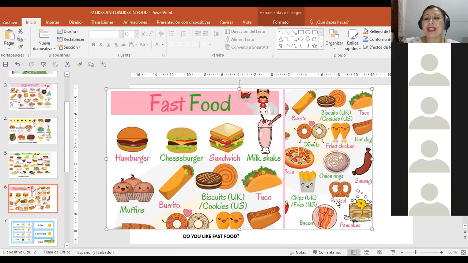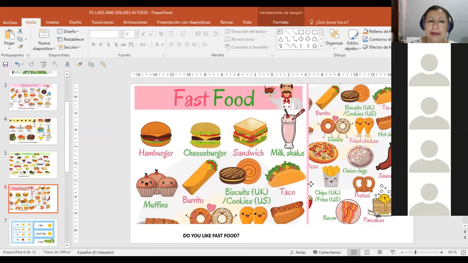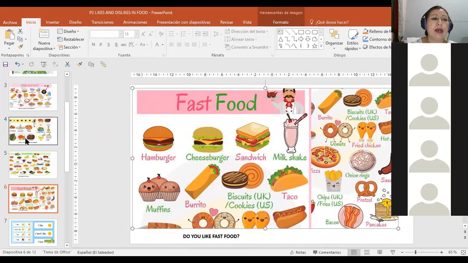Okay. Pretzels. The pretzels are Germany, like Germany snacks. Estos son como unos bocadillos alemanes, ¿verdad? Pretzels. Bacon. Bacon. And pancakes. Pancakes. Very good. So now, what we are going to do?